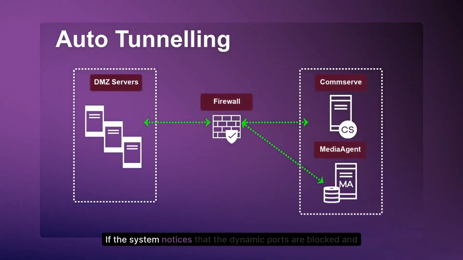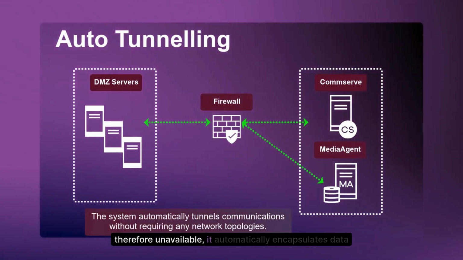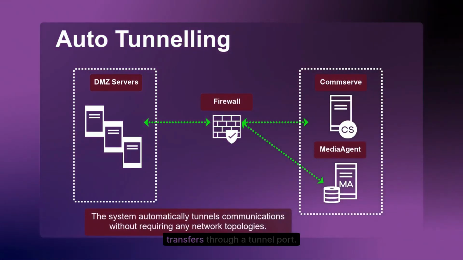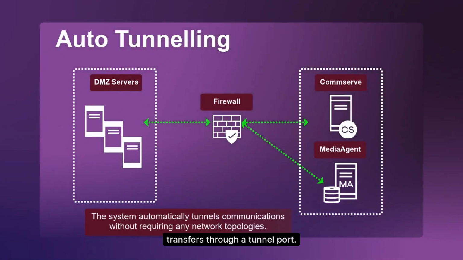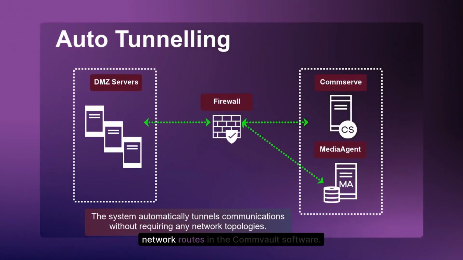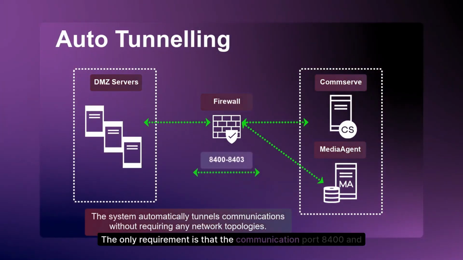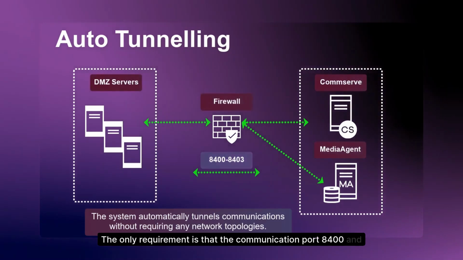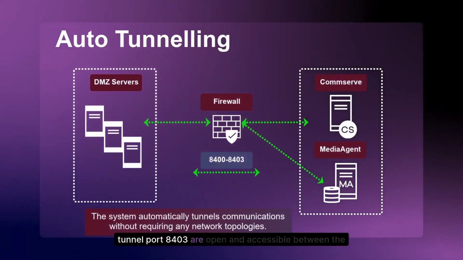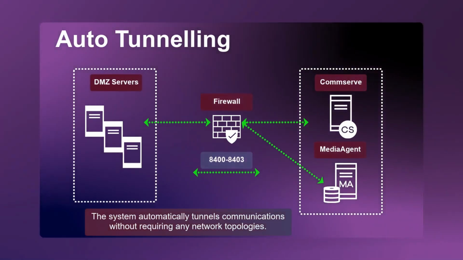If the system notices that the dynamic ports are blocked and therefore unavailable, it automatically encapsulates data transfers through a tunnel port. There is no need to configure any network topologies or network routes in the Commvault software. The only requirement is that the communication port 8400 and tunnel port 8403 are open and accessible between the components.